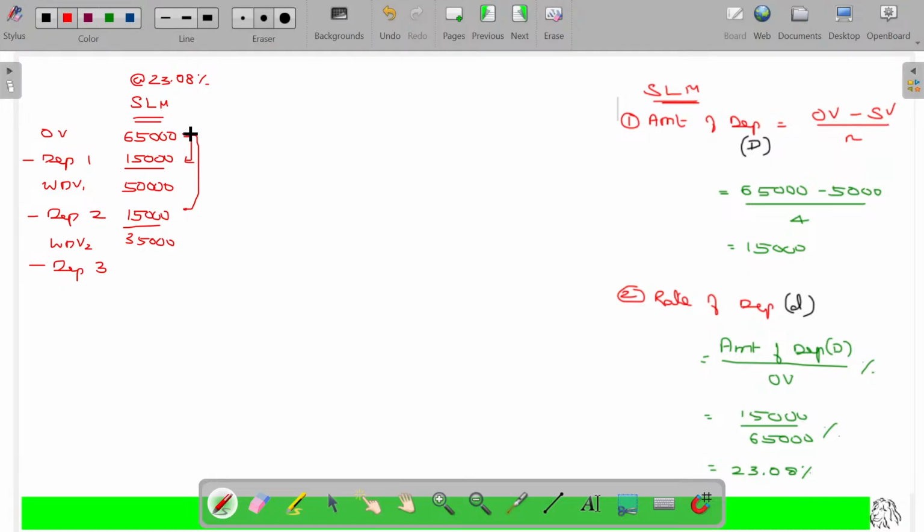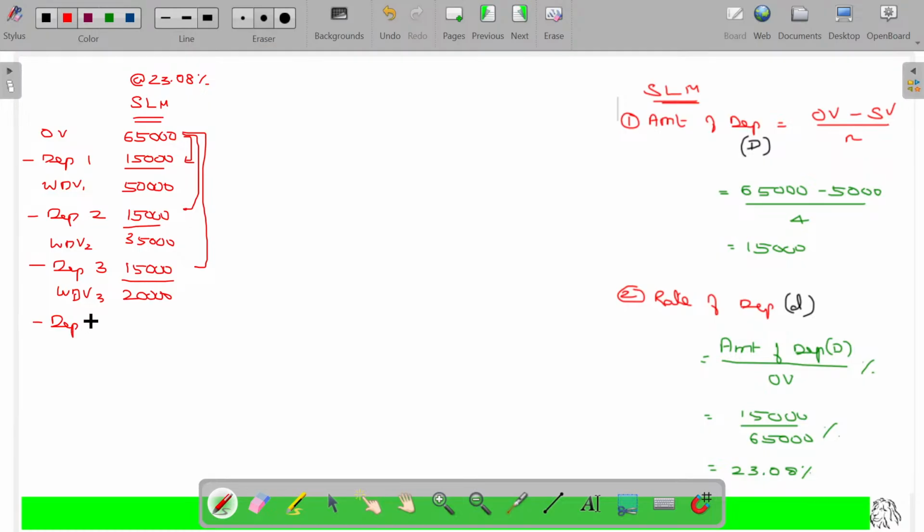Minus depreciation for the third year. Again, you have to calculate from the original value 65,000. For the 65,000, the same way you calculate at the rate of 23.08. You'll get 15,000. After that, the value you get here is 20,000 rupees, which is called WDV by the end of the third year. The balance sheet shows the value of the asset as 20,000 rupees by the end of the third year. And we'll move on to the fourth year.